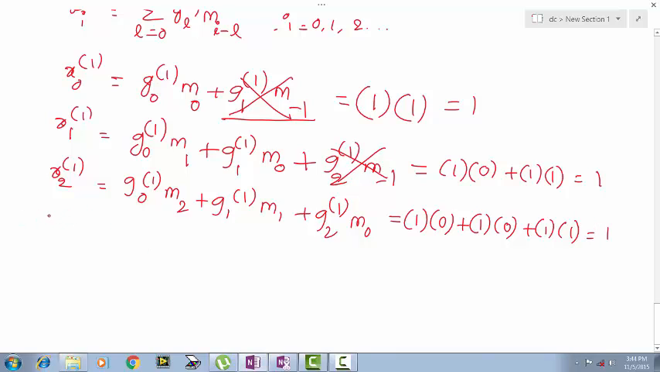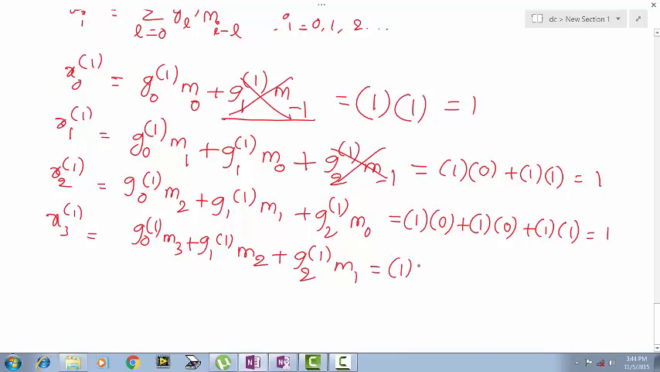Next similarly x_3 of 1 will be G_0 of 1 m_3 plus G_1 of 1 m_2 plus G_2 of 1 m_1, because I am having summation up to L equal to M only, capital M equal to 2. So after this no terms. So 1 into, what is m_3? m_3 is 0, sorry, m_3 equal to 1. So 1 into 1, 1 into 0, 1 into 0, which is equal to 1 again.